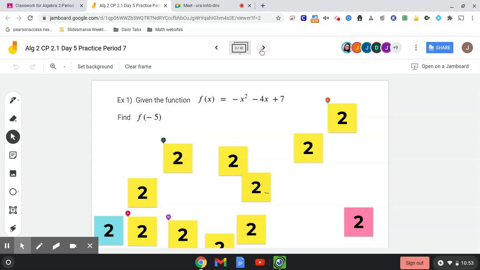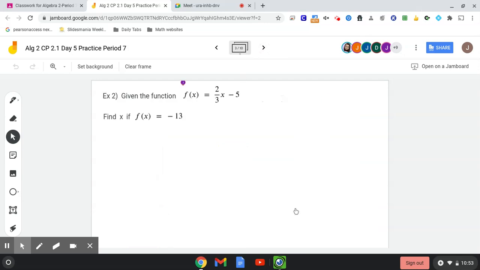All right, next slide. Now I've given you the function f of x equals 2/3 x minus 5. I want you to find x if f of x equals -13. So guys, remember, functions can work two ways. Either you are given an input and you go find the output, or they give you the output and now you have to find the input. So think about it. They're asking you to find x if -13 came out of this function. So think about how you can get that answer. All right, take your time, write it down, and then when I tell you to, you can post it.